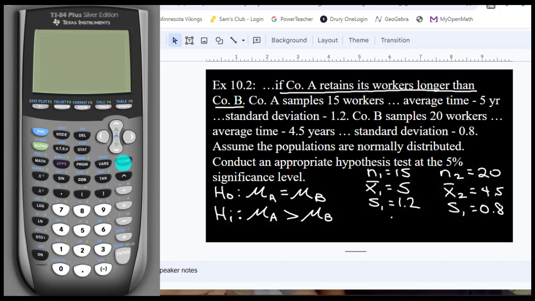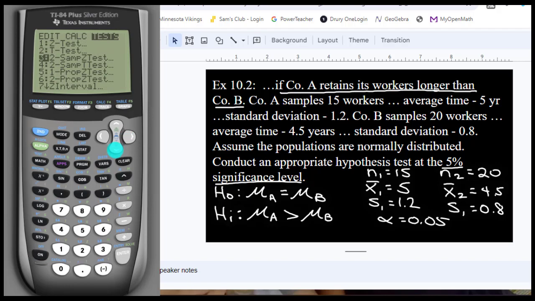Our alpha value is 0.05, and that is from this statement right here. Now that we have all of our information, we're ready to go enter this into the calculator. So notice when we do this, we don't have the raw data, we have the statistics. So we're going to go to stat and over to tests, and we're going to go down, if you look at this, number 4, the two-sample t-test. And again, we use that because we do have 2 samples, and we are comparing means, so that would either make it a z-test or a t-test, but we do not know the population standard deviations, and just like before, that means we're dealing with a t-test.